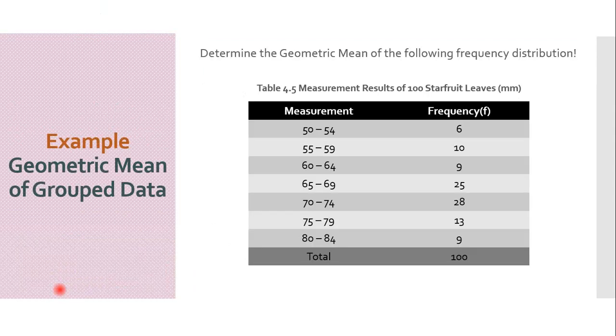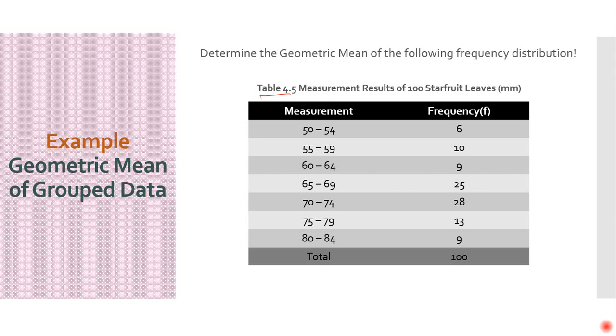We have an example here. Determine the geometric mean of the following frequency distribution. This is table 4.5, the measurement result of 100 starfruit leaves. There are two columns in the table. The first column is the measurement and the second one is the frequency.